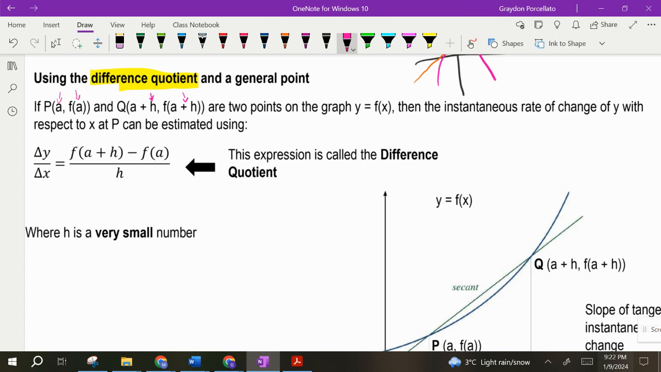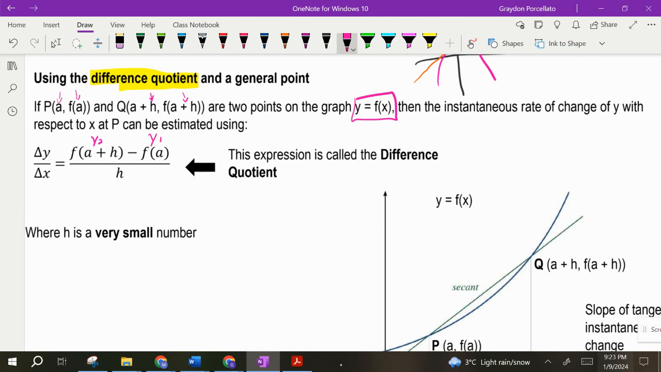If these are 2 points on the graph y equal to f of x, so any function, then the instantaneous rate of change of y with respect to x at point P can be estimated using this equation. So what we do is we do f of A plus H, which is basically our y2, minus f of A, which is basically our y1.